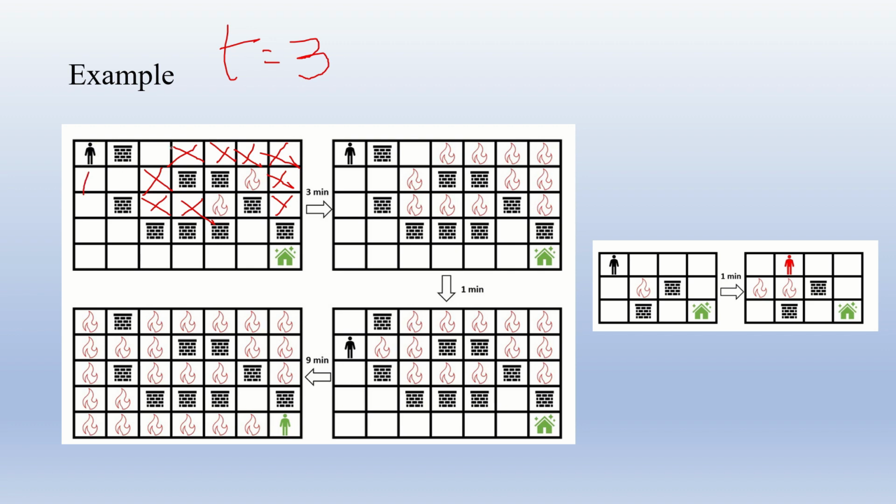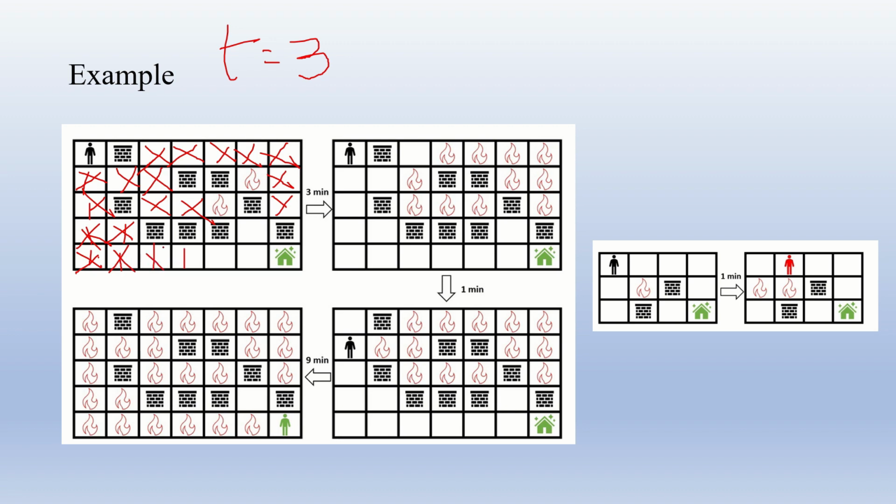At the first move, this fire cell will move to here. This fire cell will spread fire here. At the next move, this fire cell will fire here. At the next move, the fire will get here. At the next move, this fire cell will move here. At the next move, the fire will spread here or here. At the next move, this is caught.